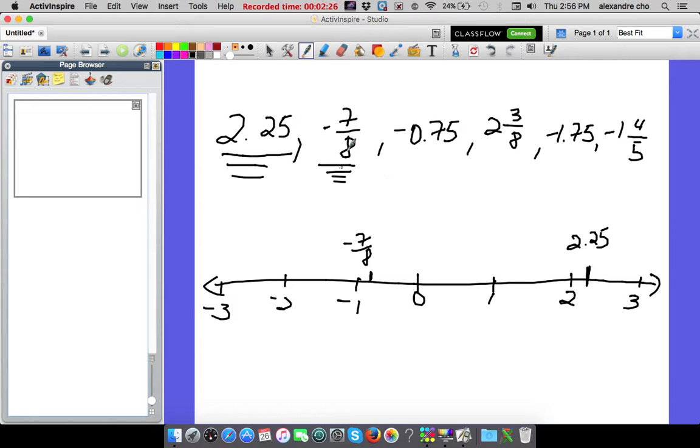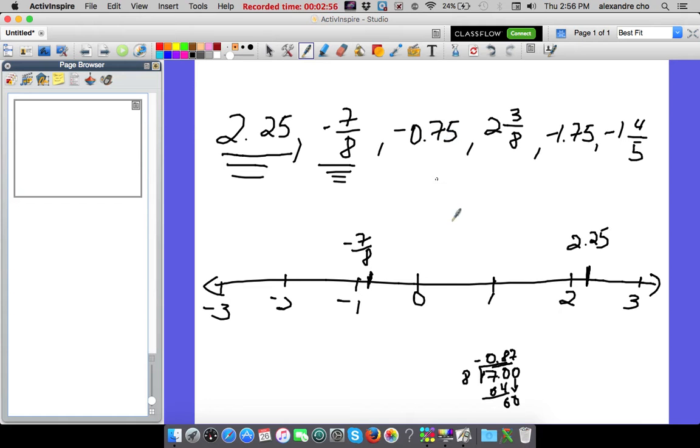Okay, if you want to change that to a decimal, you may. You divide 7 divided by 8. 8 can't go into 7, so add a decimal and a 0. 8 goes into 70 about 8 times, which is 64. 6 left over. Let's bring another 0 down. 8 goes into 60 7 times, so 0.87, but negative. So it's about here, closer to negative 1 than to 0.